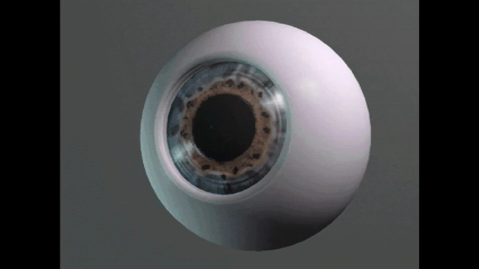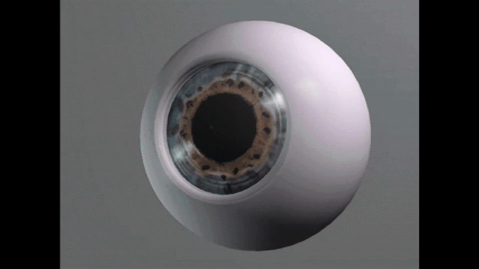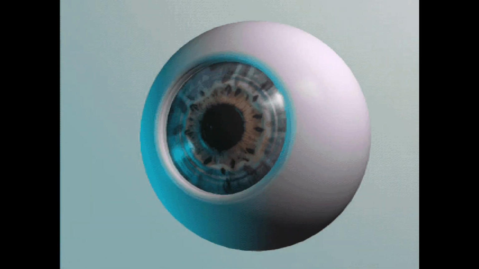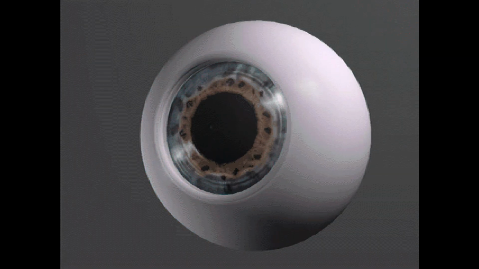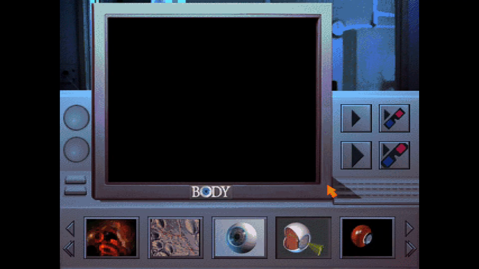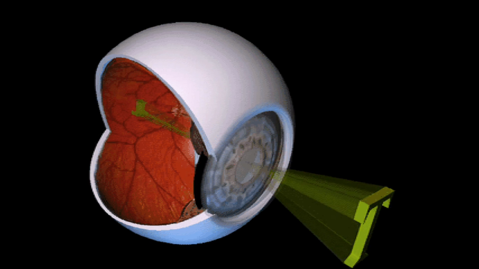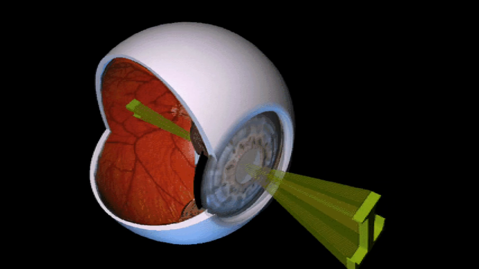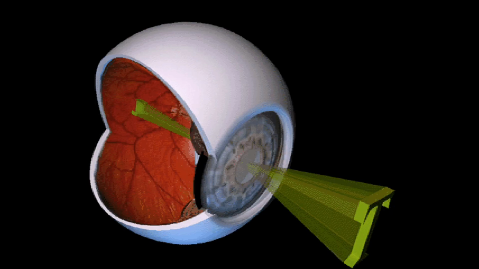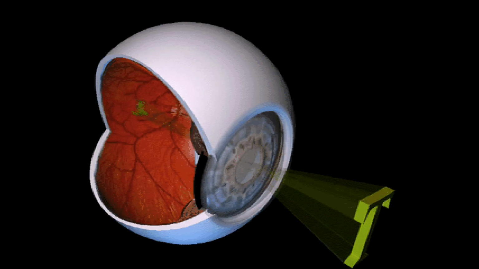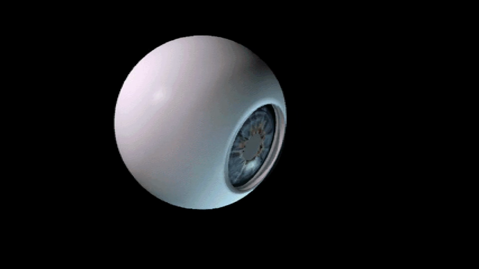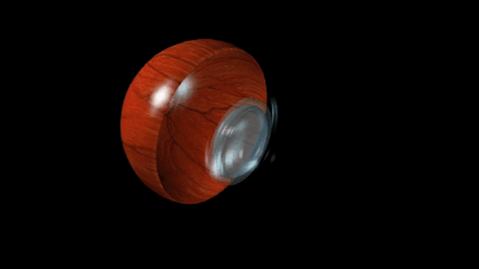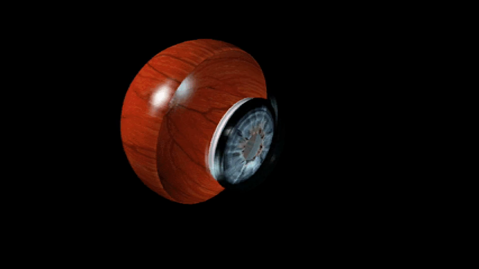Pupil. Pupil. Retina. Sclera. Retina. Lens. Iris. Cornea.